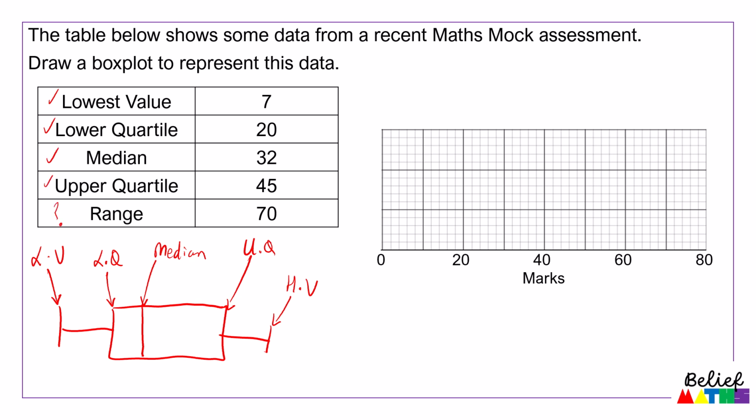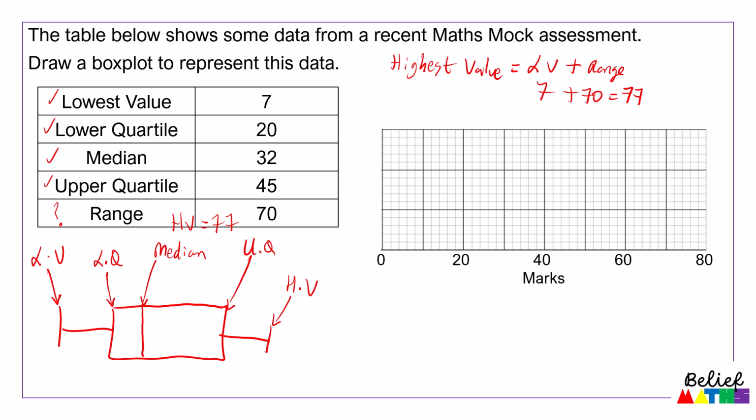Now the range isn't one of the values we need, and this is a common mistake we make. They just plot these 5 numbers and don't actually read what they mean. The range, remember, means the biggest value minus the smallest value. So if I want to find the highest value, I'm just going to take my lowest value and I'm going to add my range. So I'm going to take 7, I'm going to add 70, and that gives me 77. So I'm going to add on here that my highest value is 77. So let's put it here at the bottom. So the highest value equals 77.